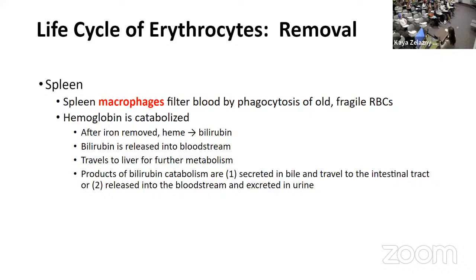Okay. And then we're going to excrete some of the stuff in bile that goes into your intestinal tract. And this is actually what gives feces that color, is partially from the bile coming from this bilirubin. And other parts of this are going to get released into the bloodstream and excreted in the urine. I know I'm going a little fast. That's because I want to get to the picture because I like talking while looking at pictures.